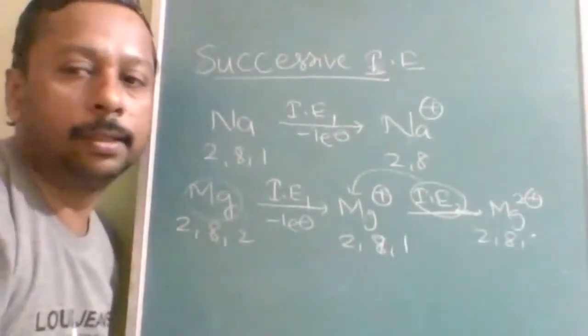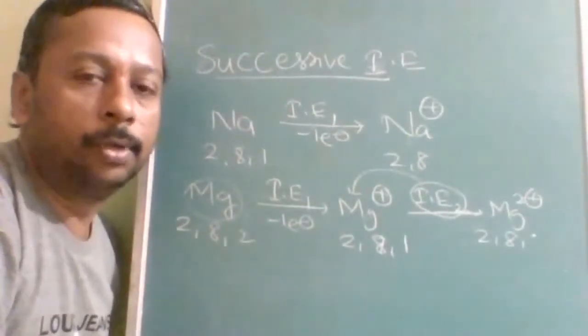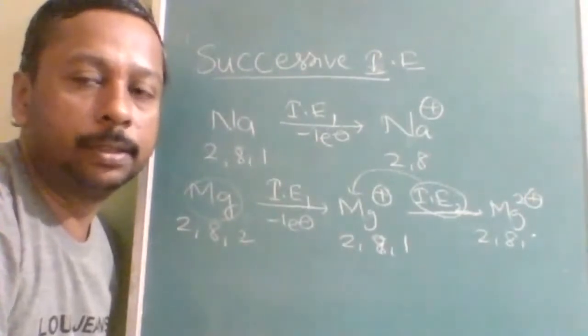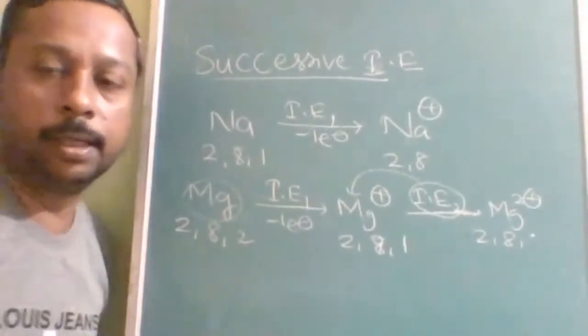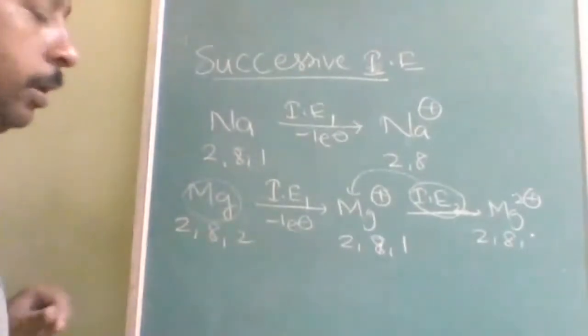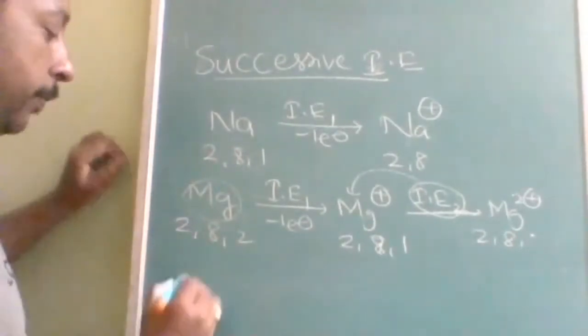That's all. 28. That means it is stable. Now it won't ask you for further energy because it is already stable. It is already stable. Okay. Now let's take another example.